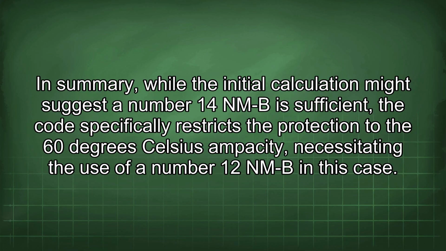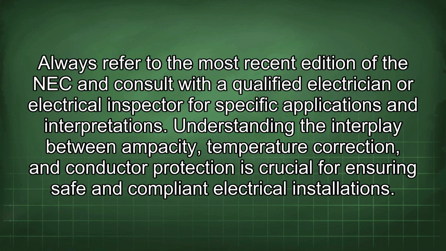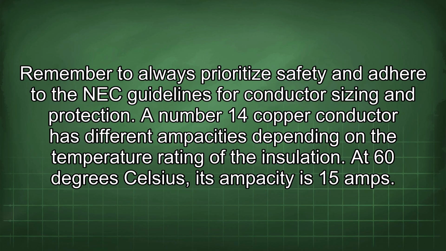In summary, while the initial calculation might suggest a number 14 NM-B is sufficient, the code specifically restricts the protection to the 60 degrees Celsius ampacity, necessitating the use of a number 12 NM-B in this case. Always refer to the most recent edition of the NEC and consult with a qualified electrician or electrical inspector for specific applications and interpretations. Understanding the interplay between ampacity, temperature correction, and conductor protection is crucial for ensuring safe and compliant electrical installations. Remember to always prioritize safety and adhere to the NEC guidelines for conductor sizing and protection.